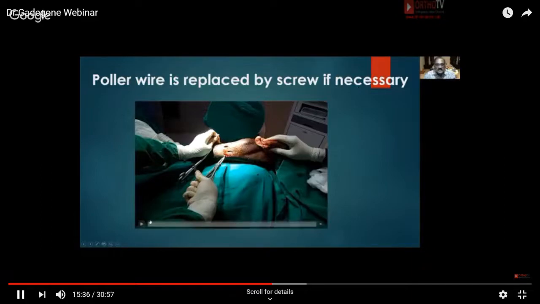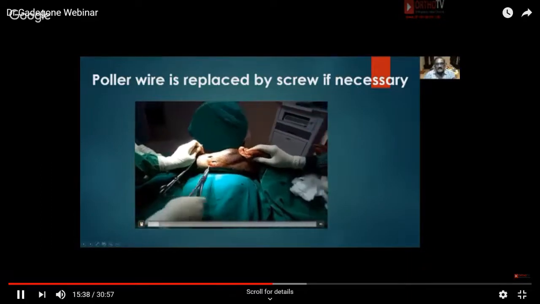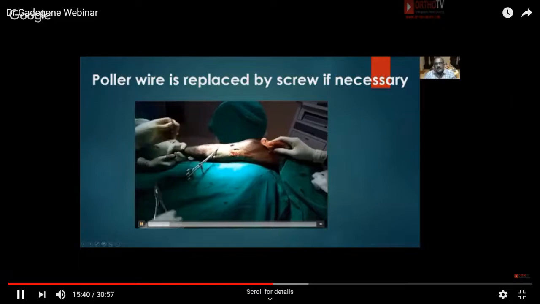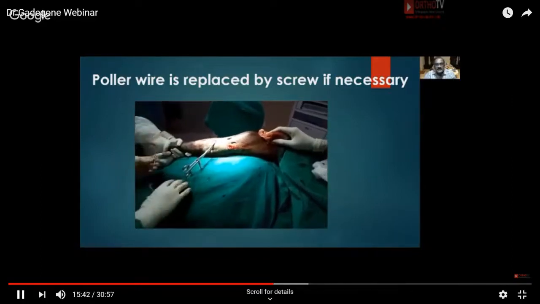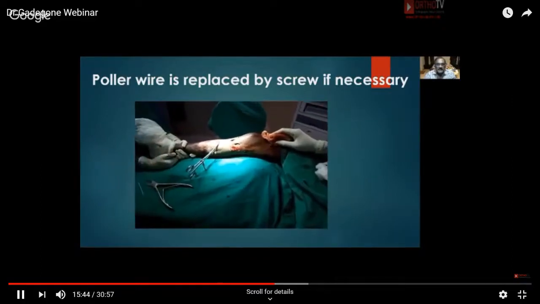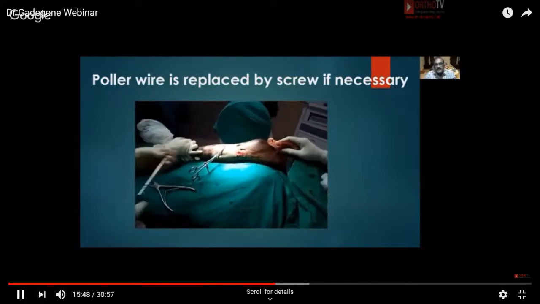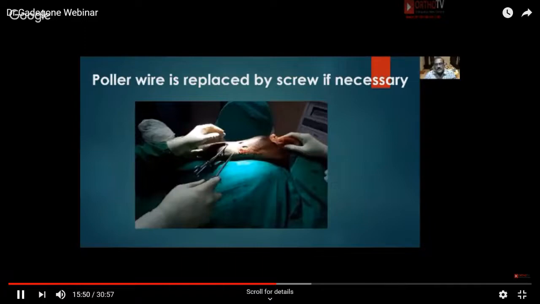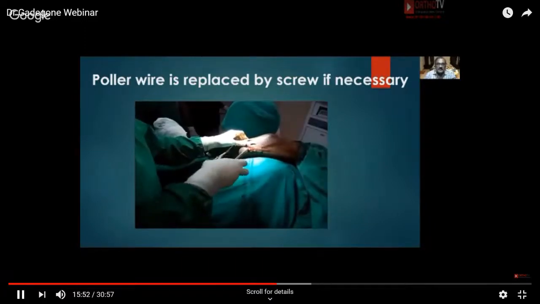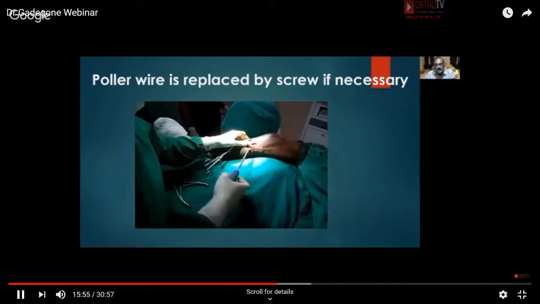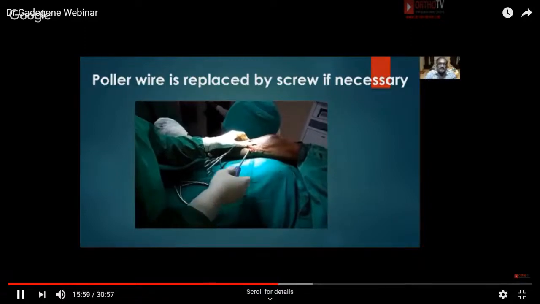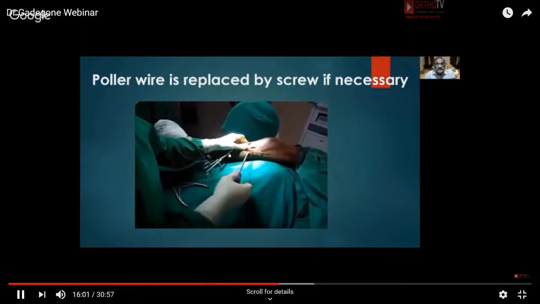If necessary, this polar wire is replaced. If you want better stability, then this polar wire is replaced by a regular 4.9 mm screw, or you can use a 3.9 mm screw. It depends: if there is more space, then you can use a 4.9, otherwise you can use a 3.9 screw. Now this is the proximal locking.